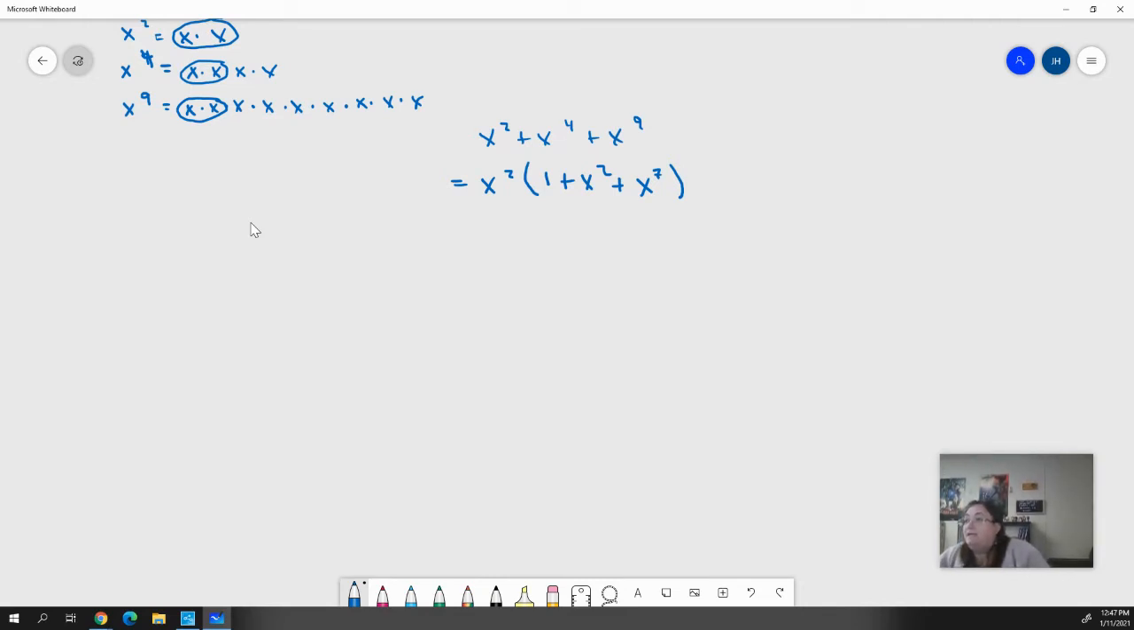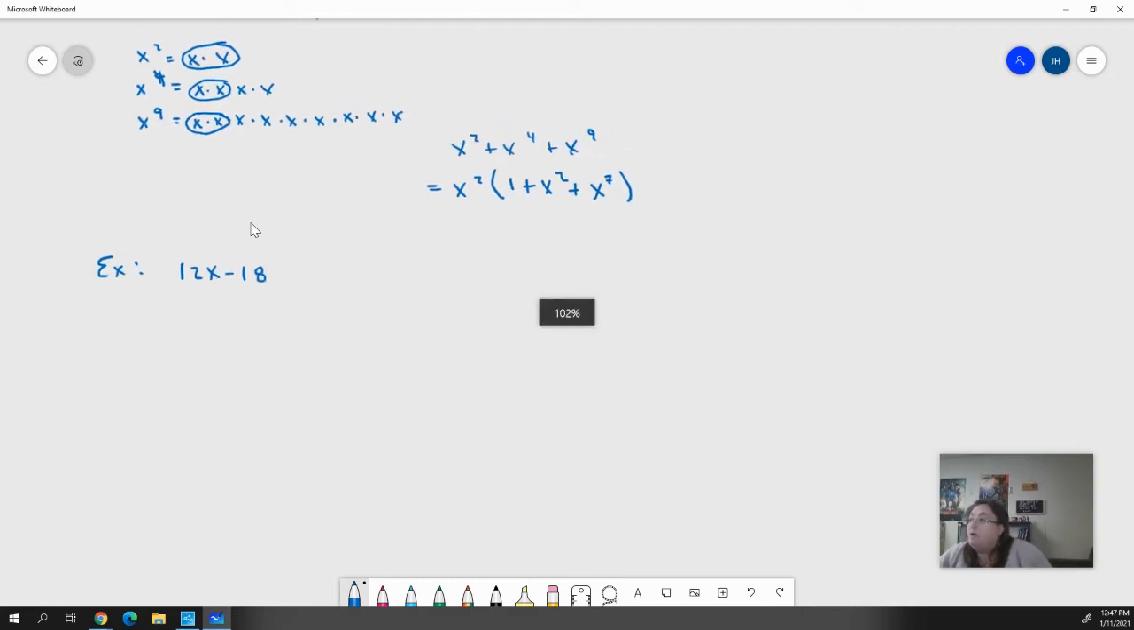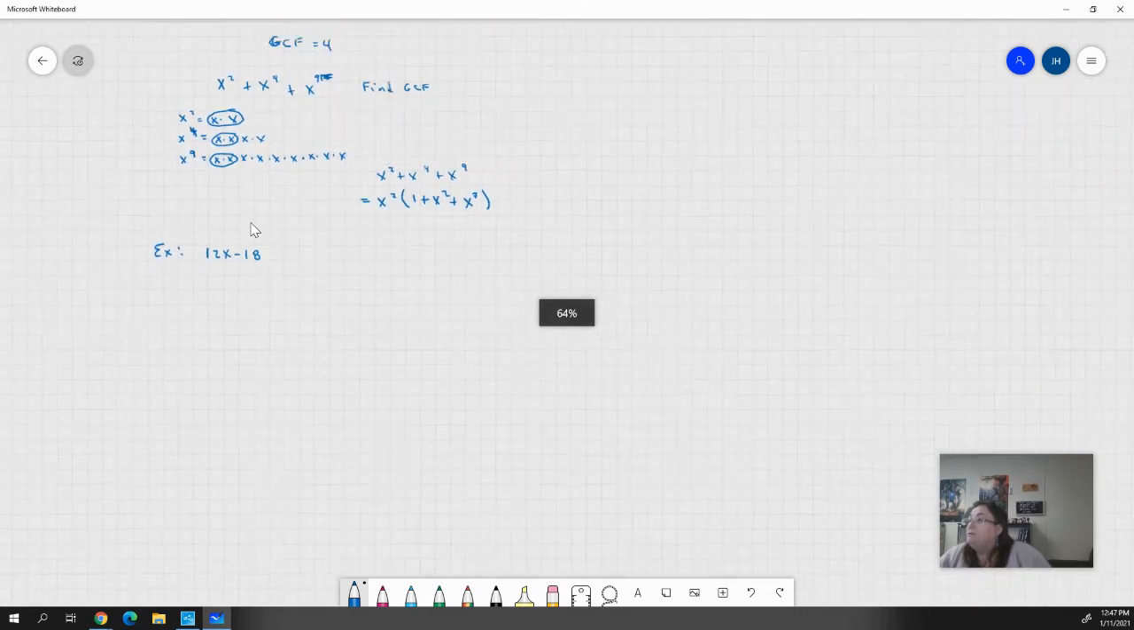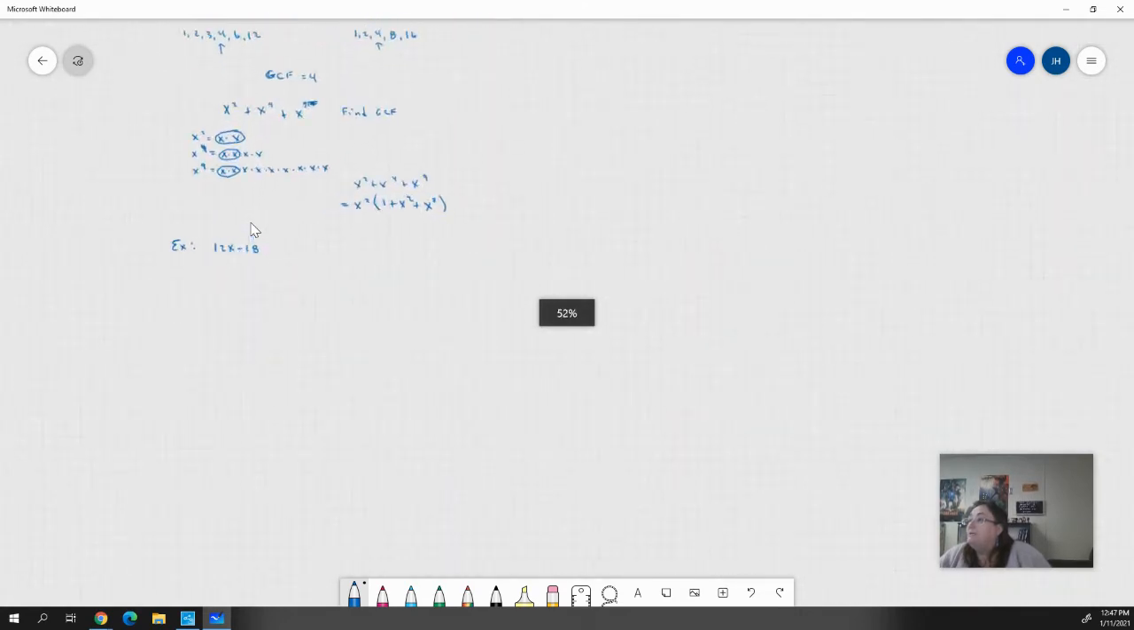So what if I had 12x minus 18? The first thing I'm going to do is look at the numbers. Only one of them has an x value, so we can't pull a variable out. But I can look at 12, and I know that my screen is shrinking now. I've got to make it big again.